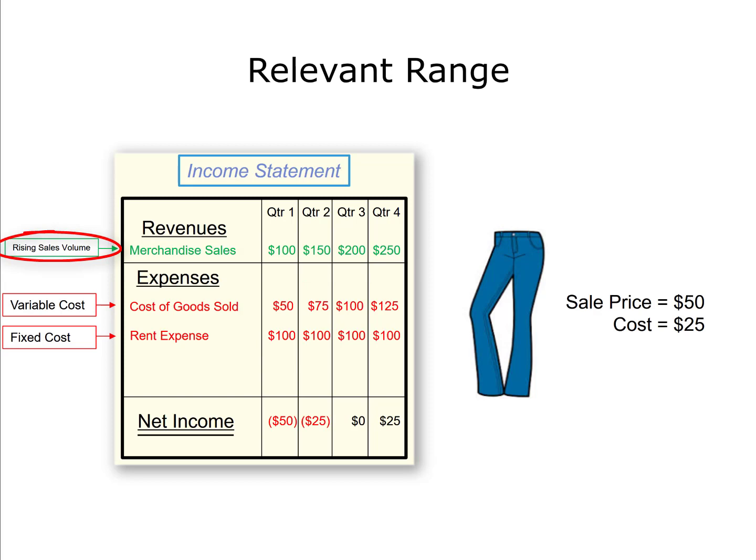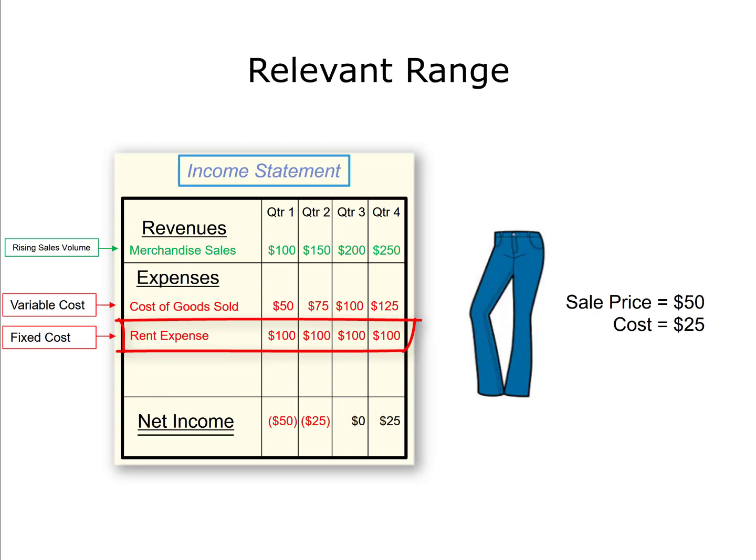So Lisa's business has rising sales volume. As Lisa made more sales of jeans, her cost of goods sold has risen because, as she sells more jeans, she has to buy more jeans to meet the demand. So cost of goods sold increases. This cost of the jeans is a variable cost, and Lisa's parents charge her $100 rent per quarter to use the garage for her business.